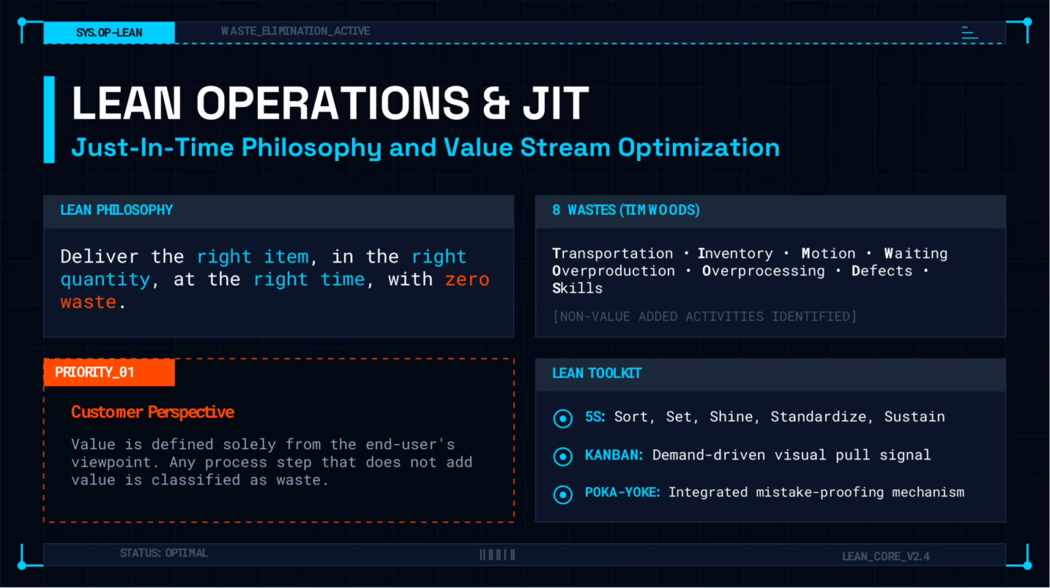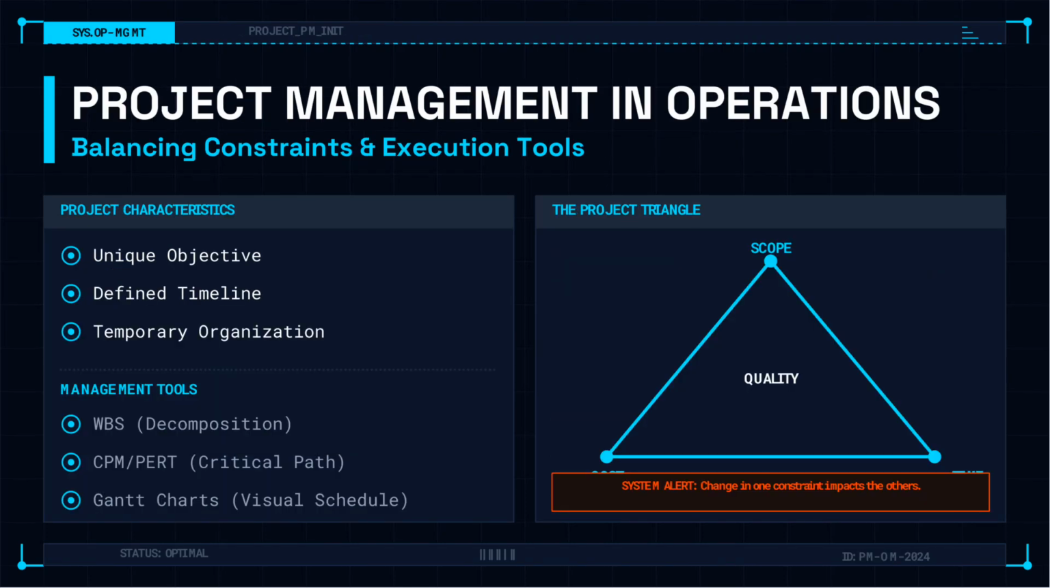Project management and operations deals with temporary, goal-oriented work that still has to stay under control. The slide shows the project triangle, where scope, quality, and other constraints are tightly linked. The tools listed, such as WBS, CPM, PERT, and Gantt charts, help teams plan and monitor execution. The main idea is that changing one constraint usually affects the others, so coordination is critical.